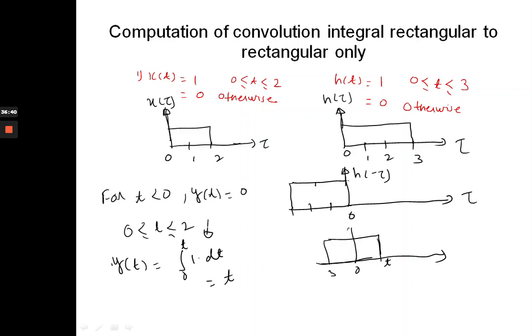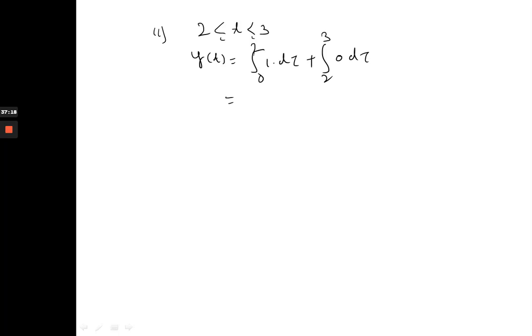Then for the third interval, 2 to 3, this will overlap. If we shift this by 3, it will overlap up to 2. Hence the lower limit becomes 0 and the upper limit becomes 2, so between 2 to 3, y of t equals integral from 0 to 2 of 1 d tau plus integral from 2 to 3 of 0 d tau. Hence the answer for this is 2.